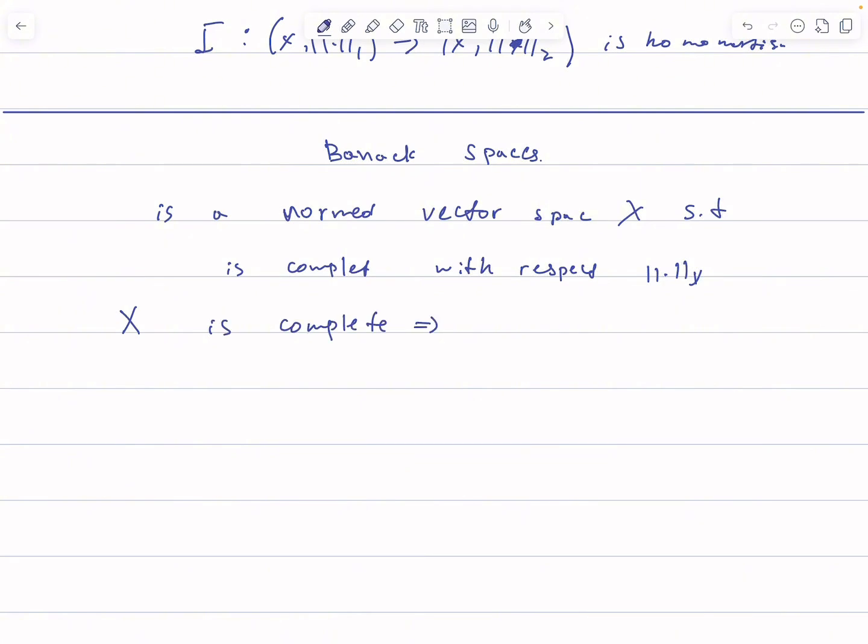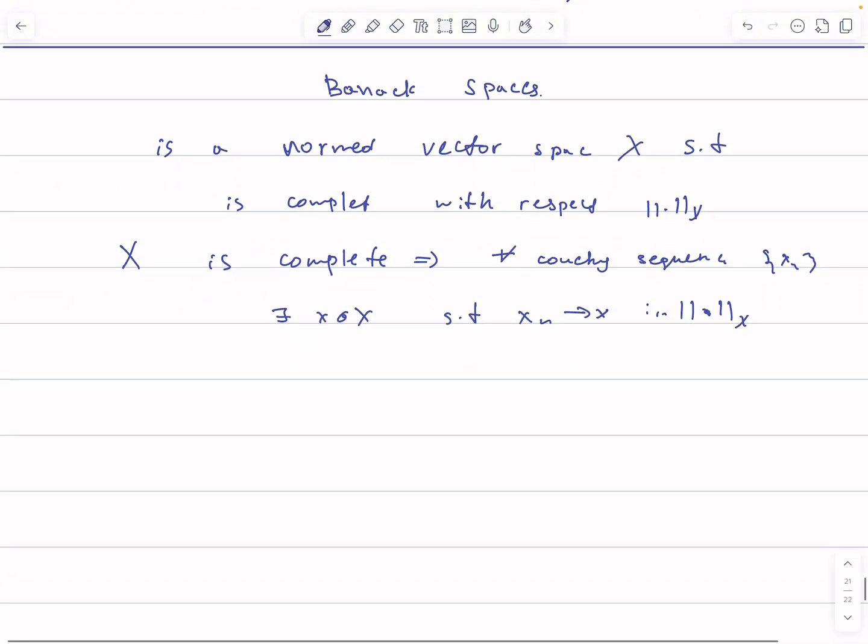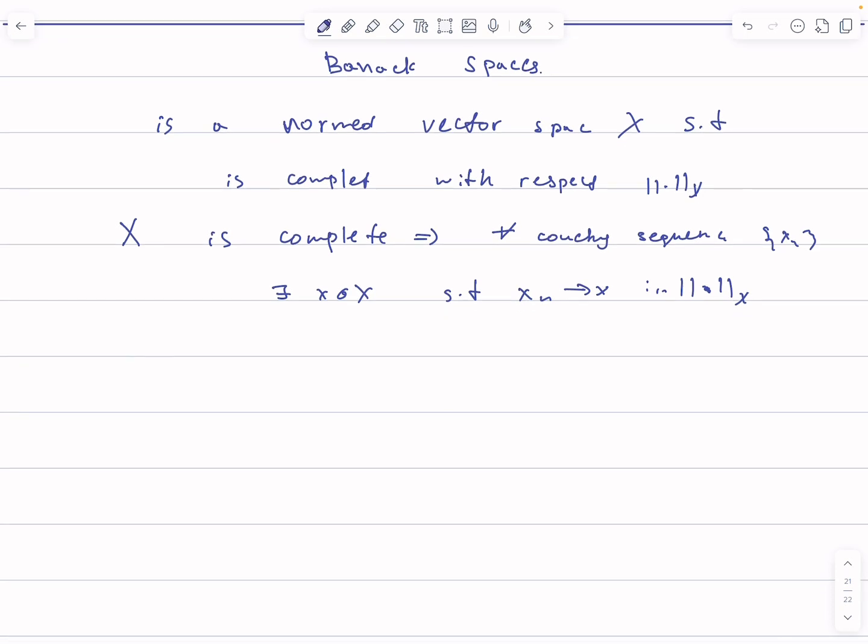It means every Cauchy sequence xn converges. It means there exists x in X such that xn goes to x in X. Okay, let's prove one theorem.